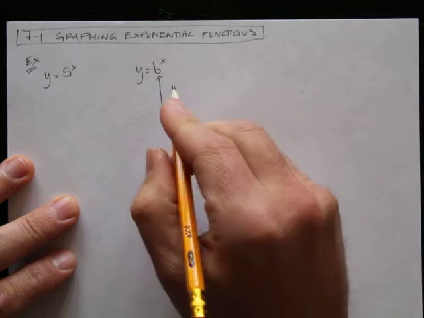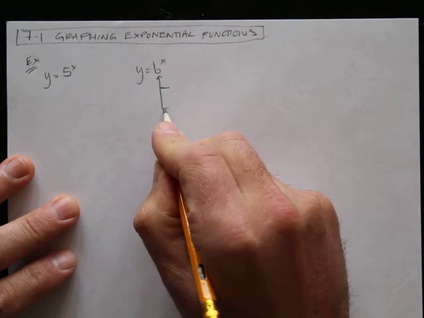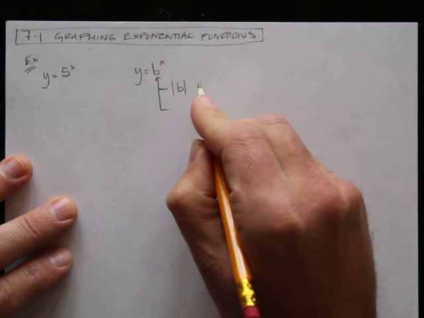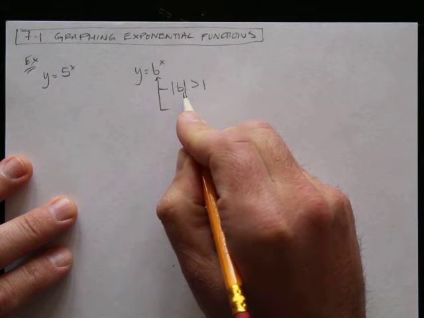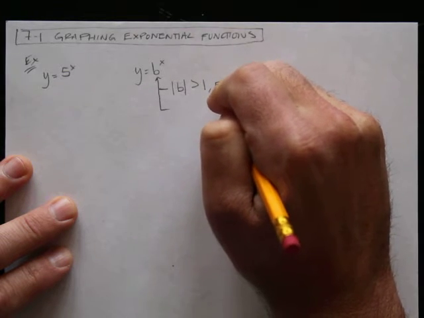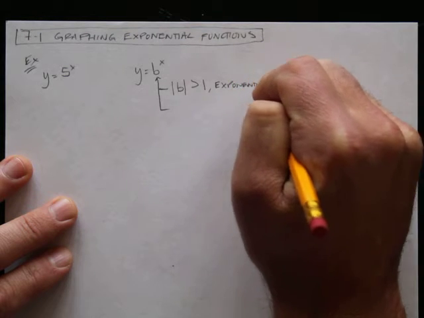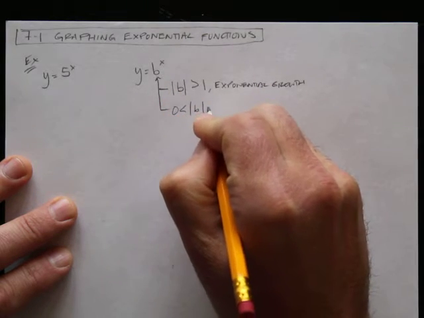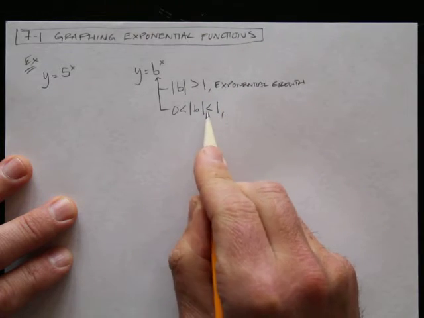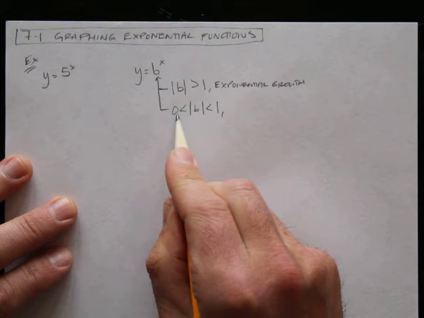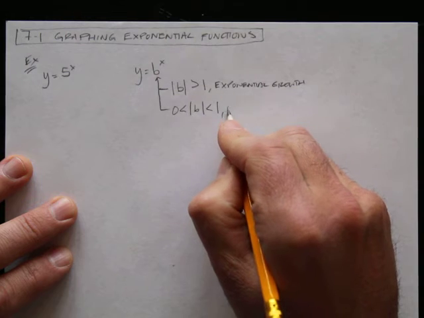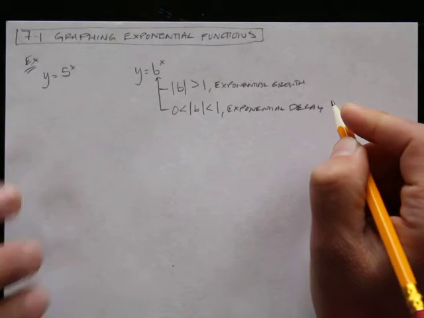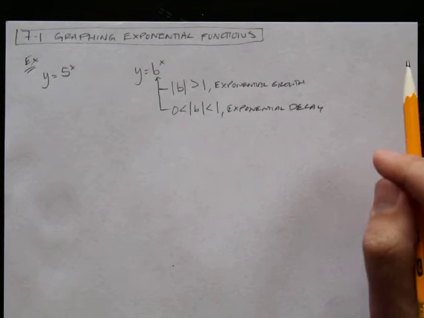We're going to talk about some possibilities for this b here. So the absolute value of b is greater than 1. If the absolute value of b is greater than 1, then you've got exponential growth. If 0 is less than the absolute value of b is less than 1, so this means it's a fraction between 0 and 1, or between 0 and -1, then you've got exponential decay. All right, and we'll look at both of these, growth and decay.